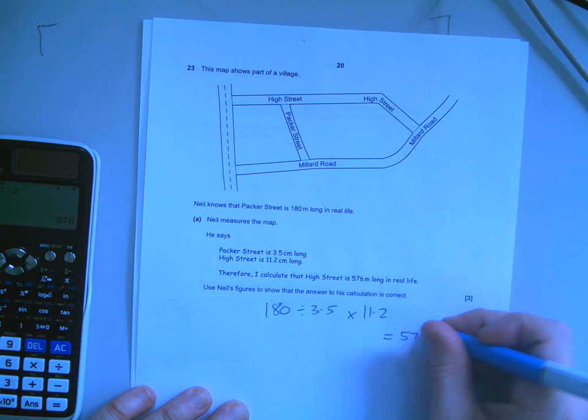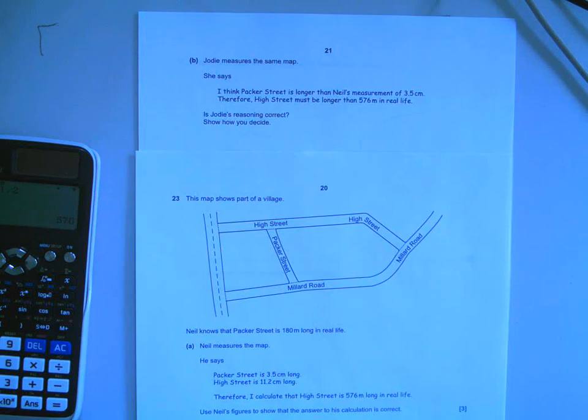Jodie measures the same map, so I'll leave the map in the picture. She says, I think Packer Street is longer than Neil's measurement of 3.5, therefore High Street must be longer than 576 in real life. Is her reasoning correct? Now, the best way to do this is just put an example in. Let's say she measured it 4 centimetres.